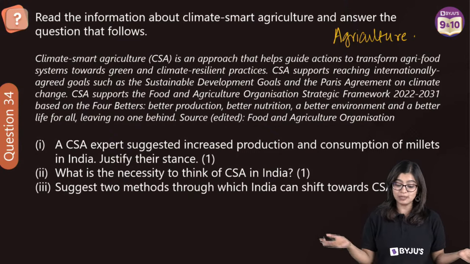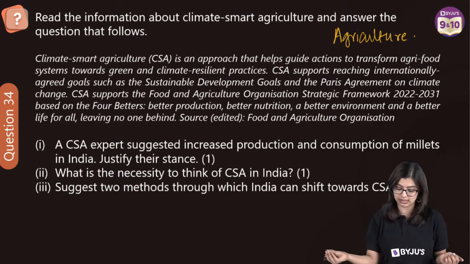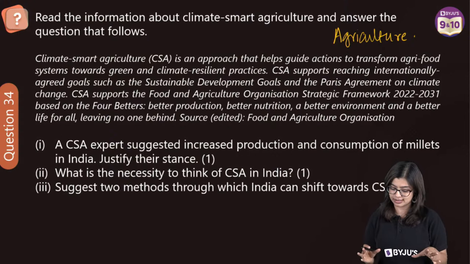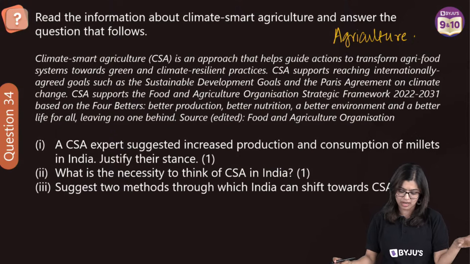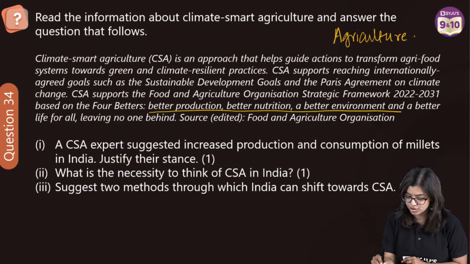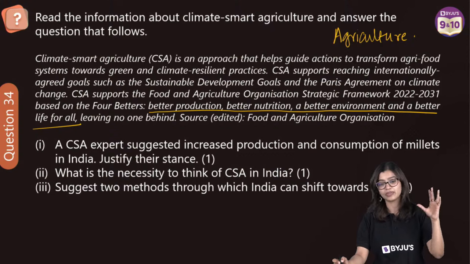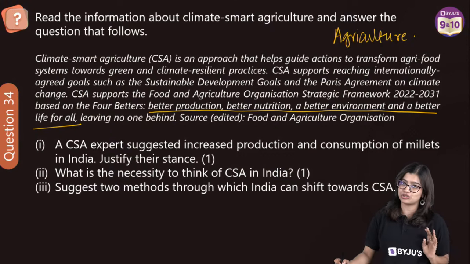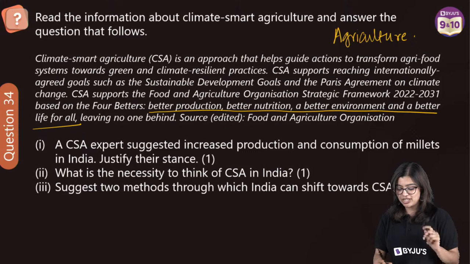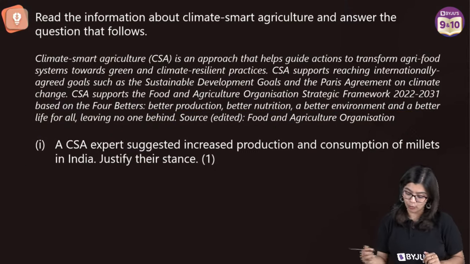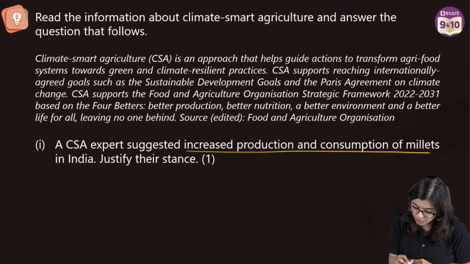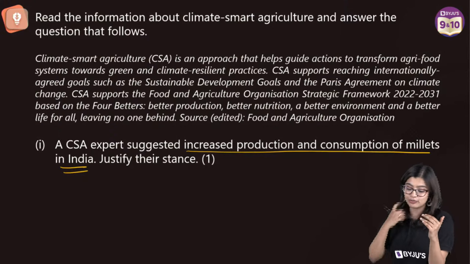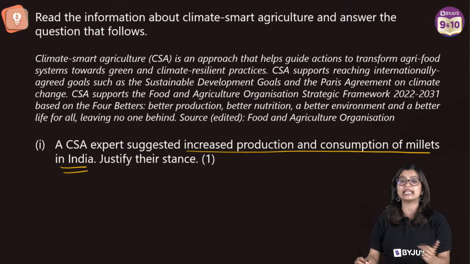Climate Smart Agriculture is an approach that helps guide actions to transform agri-food systems towards green and climate-resilient practices. This supports reaching internationally agreed goals on sustainable development and supports the Food and Agriculture Organization framework based on the four betters: better production, better nutrition, better environment, and better life for all. Now, based on this, we have three questions for 4 marks. Question number one. How does this particular CSA expert suggest the increased production and consumption of millets in India?